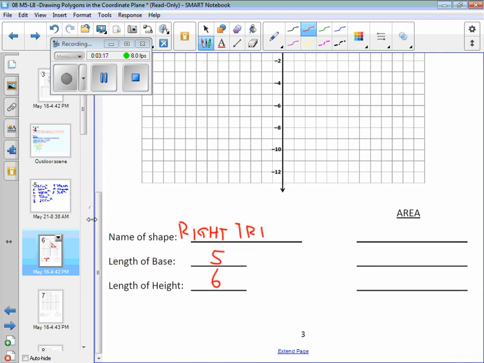Formula for area of a triangle. Spence again. BH over 2. And what do you get after the math? Becca. 15. And since we don't know actual measurements, we still want to put square units. We don't know if it's centimeters or meters or inches. And on a coordinate plane, it's all going to be square units. All right. Any problems with that?